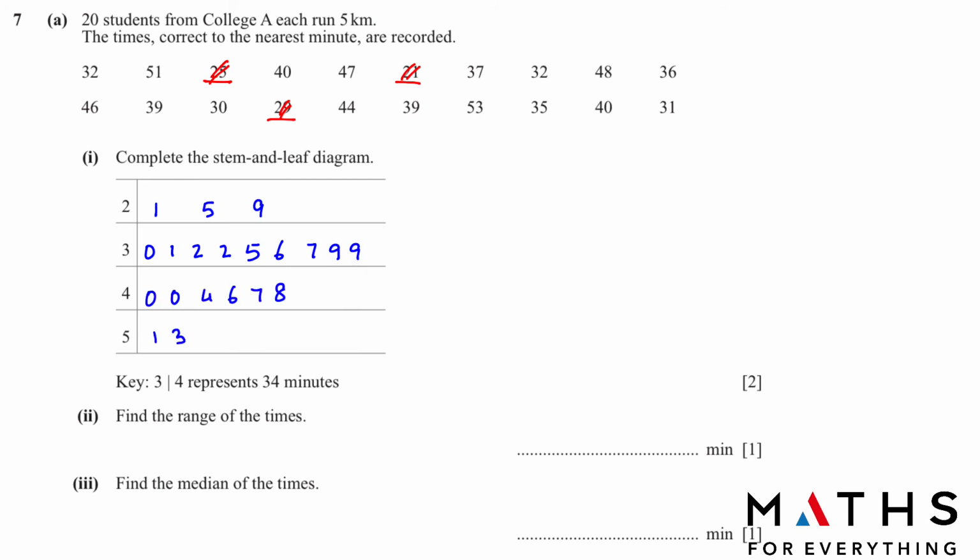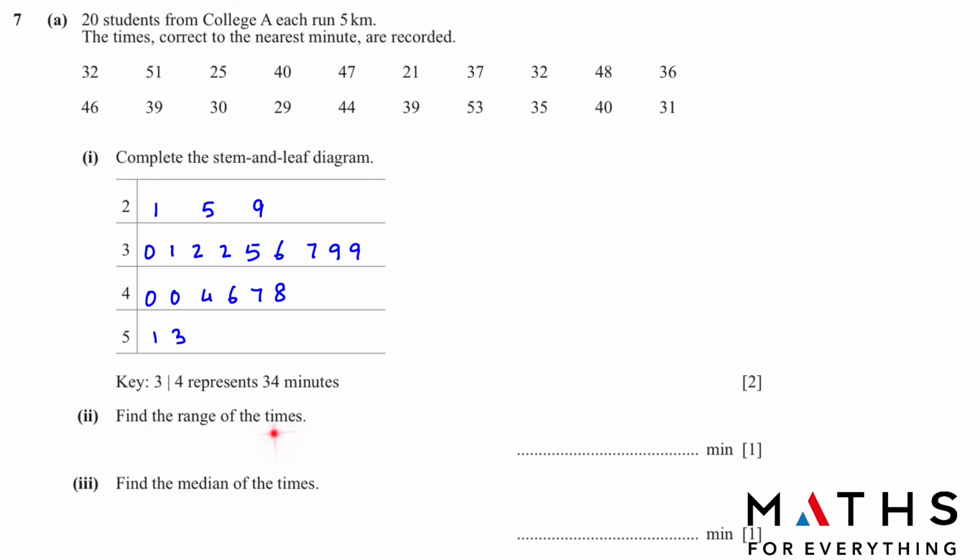I finished the table. Be very careful. Count all your numbers. This is 1, 2, 3, 4, 5, 6, 7, 8, 9, 10. 10 times 2, 20. There are 20 students. So do you have 20 values? 1, 2, 3, 4, 5. Count like that. It should be same. It's very easy to miss one value. So be careful with that.